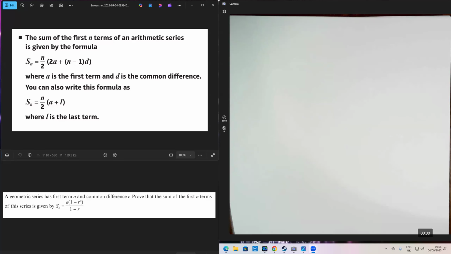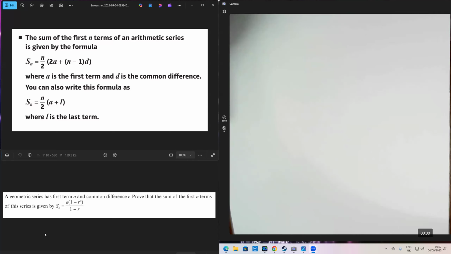Hello everyone, and in this video today, we're going to look at deriving two different formulas. One, the sum of an arithmetic series, as you can see here on the screen. So we're going to derive this formula here. And then secondly, we're going to derive the equivalent expression for the sum of a geometric series as well.